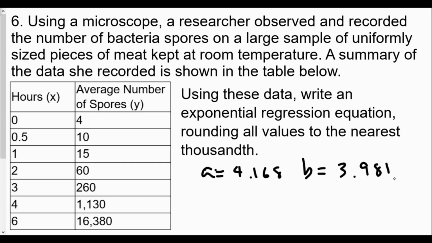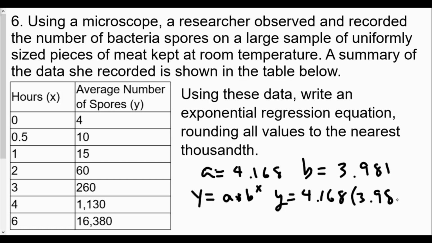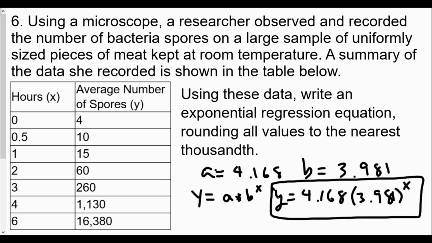The calculator gives the equation y equals A times B to the x power. Therefore, the equation we're going to use is y is equal to 4.168 times 3.981 to the x power. And so this is going to be the answer we're going to use for the first part.